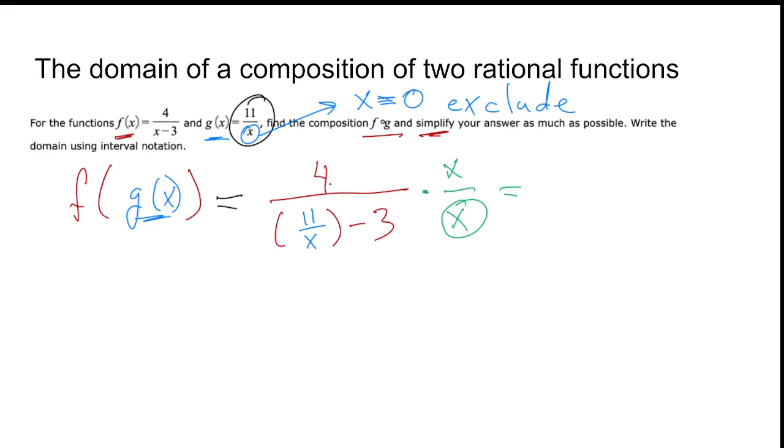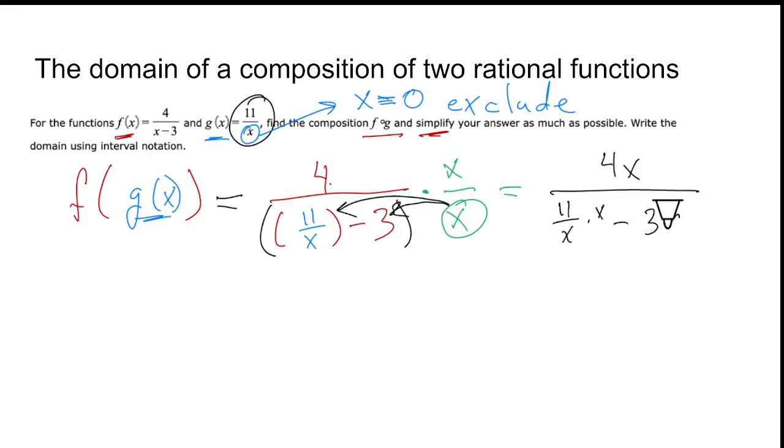In the numerator, we just end up with 4x. In the denominator, I'm going to show this, when we multiply, this x has to multiply here and here. So we get 11x minus 3x times x... as you see, the reason we did this is that x divided by x cancels out, becomes a factor of 1. And so our simplified function becomes 4x over 11 minus 3x.